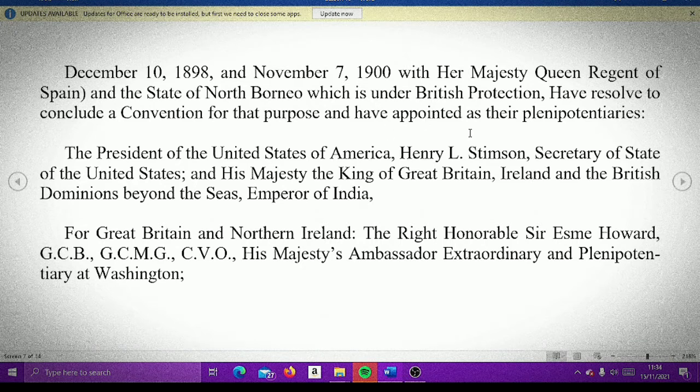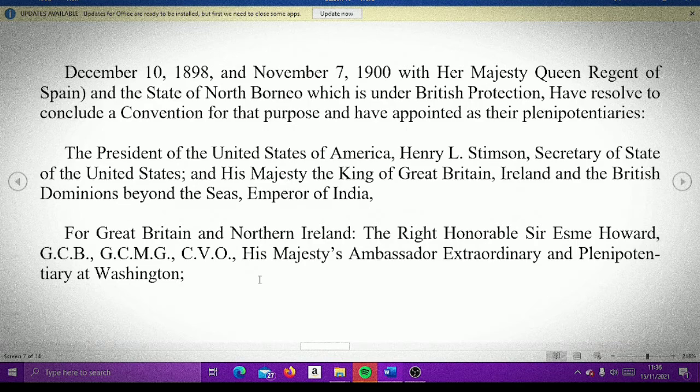When we say plenipotentiaries, it is a representative who has full power of authorization to sign a treaty or convention. Third, the President of the United States of America, Henry L. Stimson, Secretary of State of the United States, and His Majesty the King of Great Britain, Ireland, and the British dominions beyond the seas, Emperor of India. And lastly, for Great Britain and Northern Ireland, the Right Honorable Sir Esme Howard, GCB, GCMG, CVO, His Majesty's Ambassador Extraordinary and Plenipotentiary at Washington.